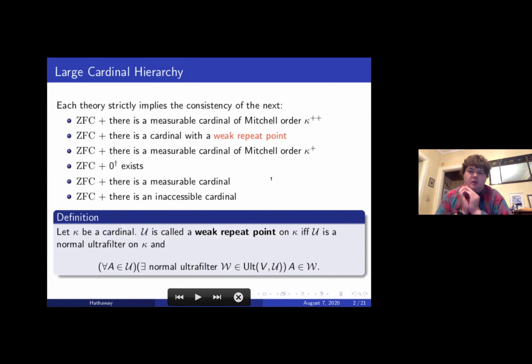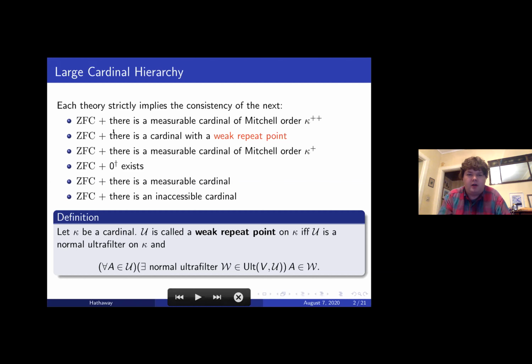Here are all the large cardinals that are related to what we're going to be talking about. It really doesn't matter for this talk what the Mitchell order is, but let me define it anyway. If you have normal ultrafilters U and W, we say that U is Mitchell below W if and only if U is in the ultrapower of the universe using W. So the Mitchell order is an ordering on all normal ultrafilters on a measurable cardinal. It's a fact that the Mitchell order is always well-founded. The Mitchell order of a measurable cardinal is just the rank of this ordering.